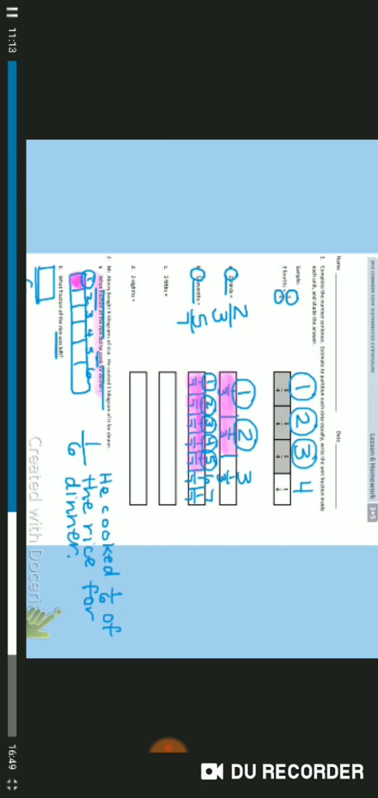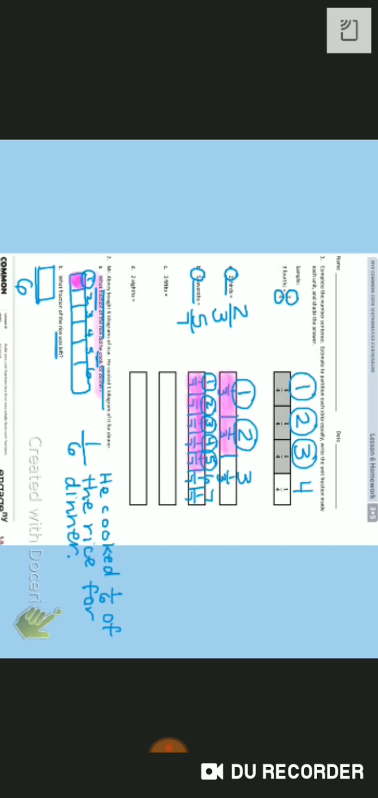The last thing you'll do is write the answer in a sentence. The fraction of the rice that was left is blank. Okay, finish it up on your own.